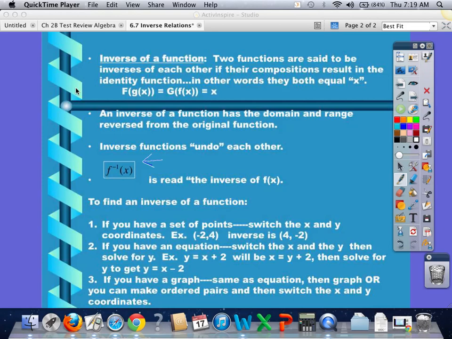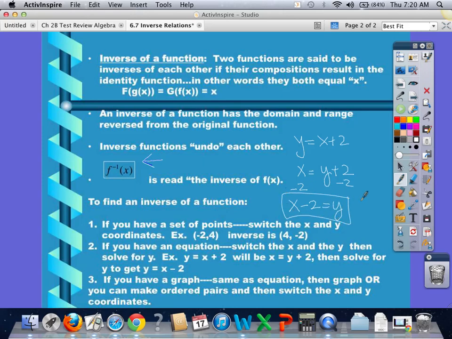All right, if you have an equation, you're going to switch the x and y and solve for y. So for example, y is equal to x plus 2. You're going to change the y and it's going to become x. You're going to change the x and it's going to become y, and then you're going to solve for y. So you're going to subtract 2, so that's going to become x minus 2 equals y. This is the inverse of this. That's very simple to do. We'll do more problems together.